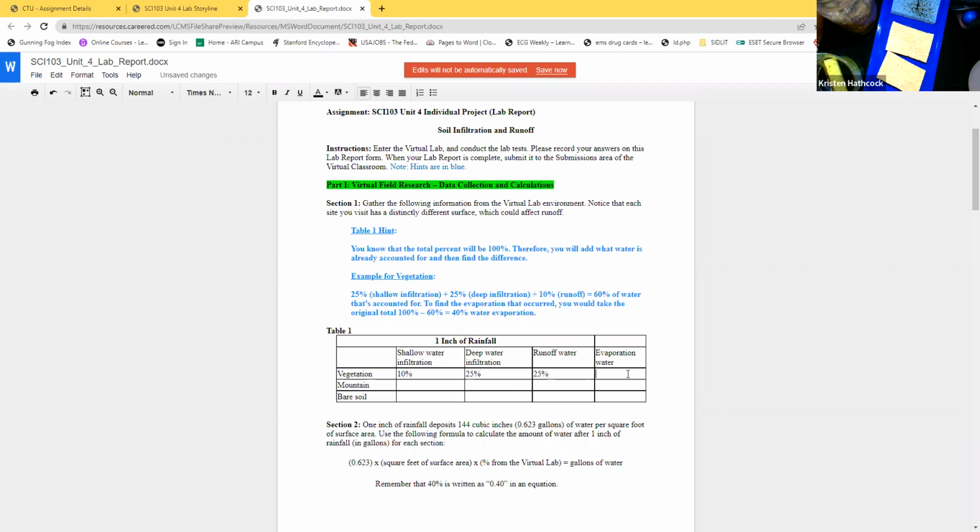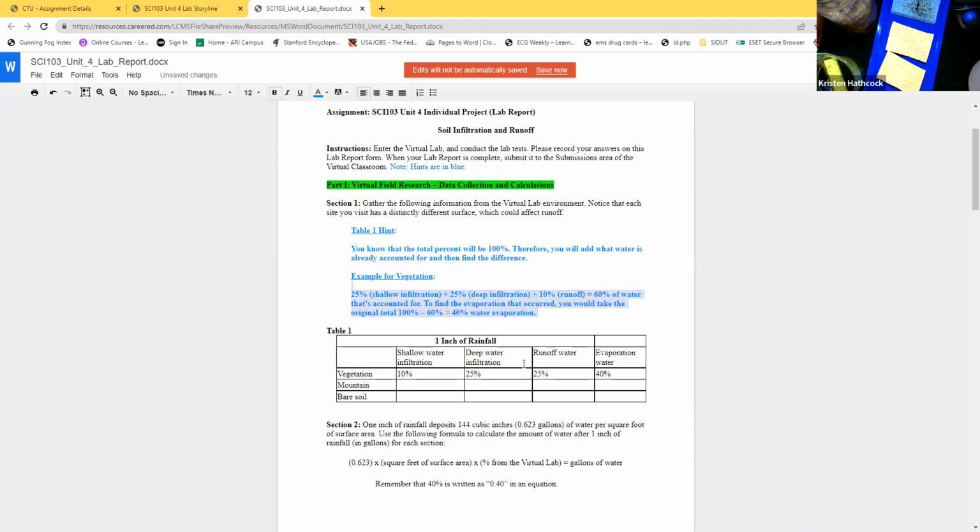Remember, 100 is part of 100. So if you have 25, 25, and 10, you've got 60 out of 100. So to calculate this, you're basically going to subtract the 60 from 100, and you'll get 40%. And we show that right up here for the example. So you had 60% of water that's accounted for.